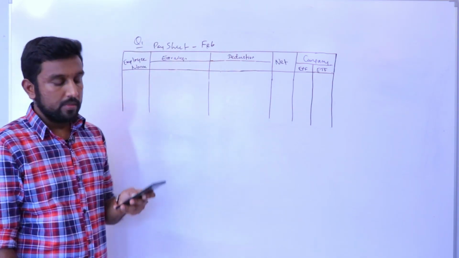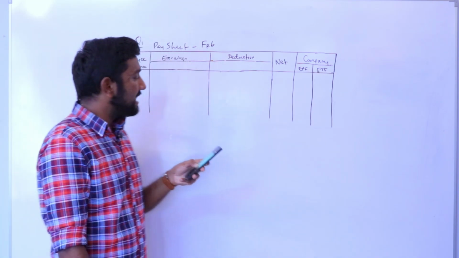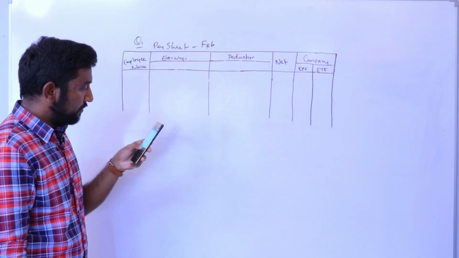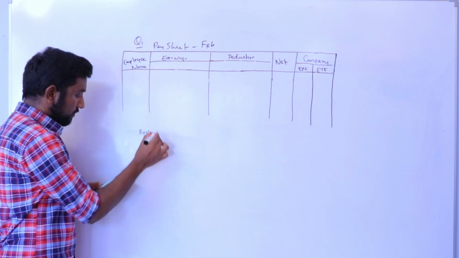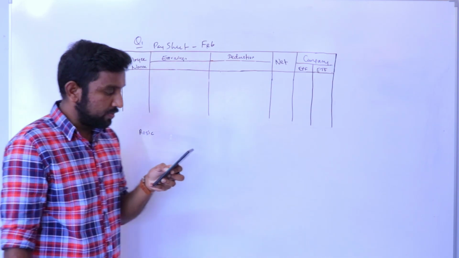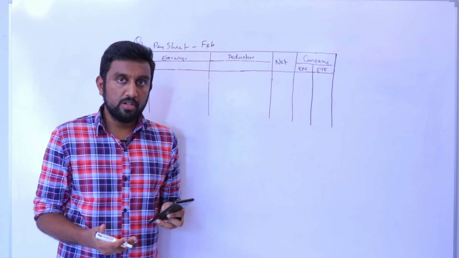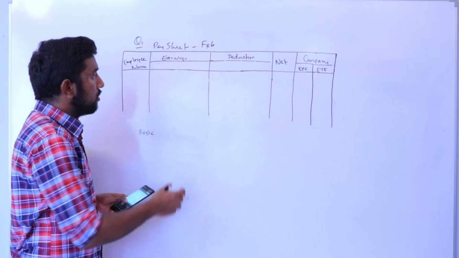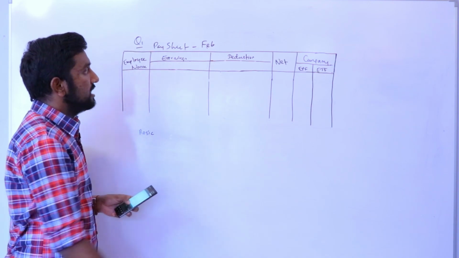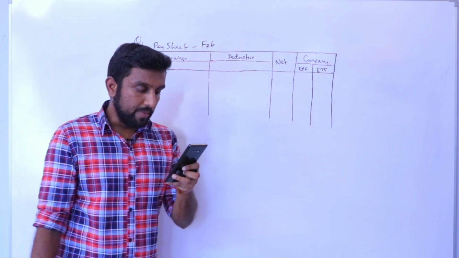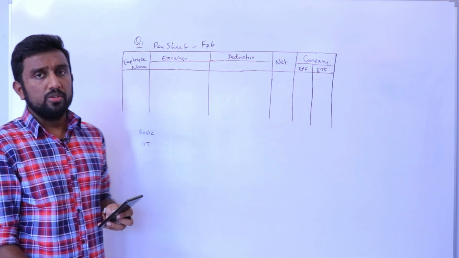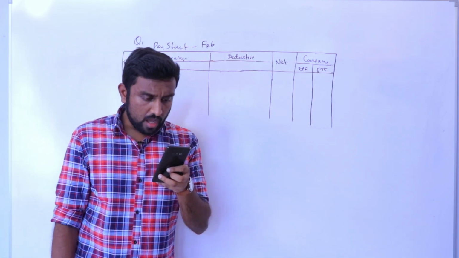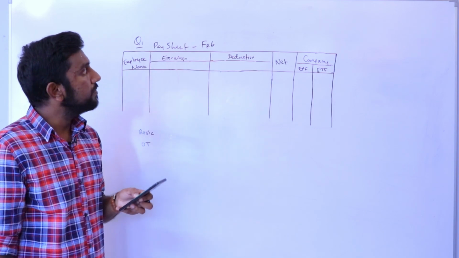earnings and deduction. If we check the earnings part, we have the basic salary, which is 100 rupees per hour. I'm not doing the additional information or adjustments yet. I'm just trying to figure out how many columns I have to prepare for the earnings and deductions. So the basic salary, then we have overtime. Those are the two things we have under earnings.